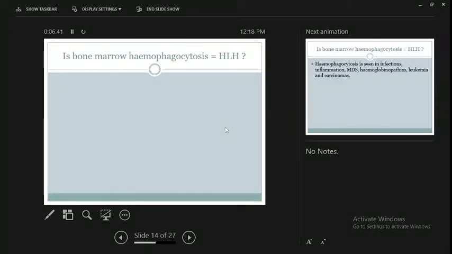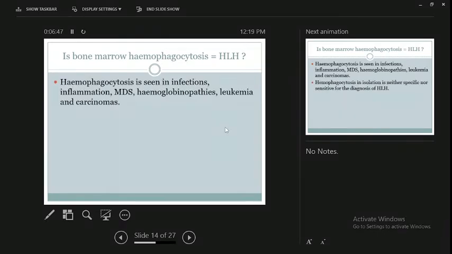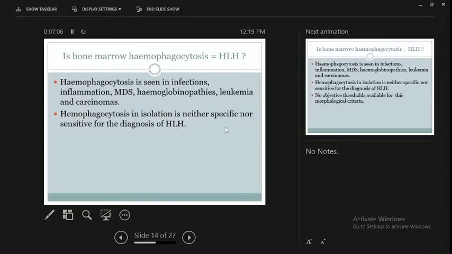So is bone marrow hemophagocytosis equals HLH? There can be many other conditions where you will see just hemophagocytosis. So all these cases are not HLH. You can see it in infections, inflammation, myelodysplasia, hemoglobinopathies and so on. Therefore, presence of hemophagocytosis in the marrow is not always specific. It's neither specific nor sensitive for the diagnosis of HLH in isolation, right? In isolation, it's not specific or sensitive.